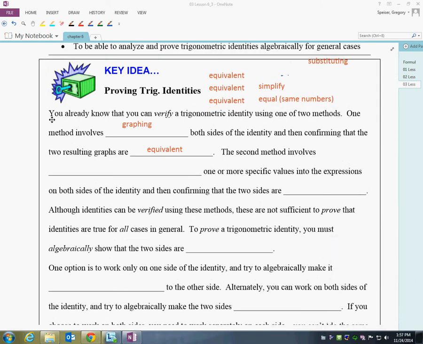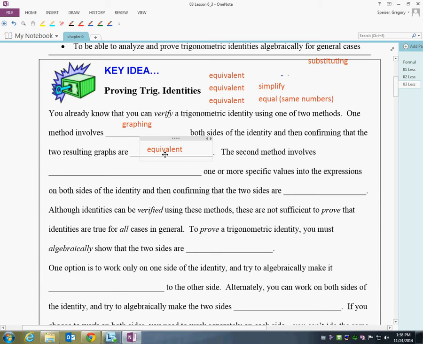Let's read along here. It says, you already know that you can verify a trig identity using one of 2 methods. And to verify isn't to prove. To verify is to sort of prove for one case. One method involves graphing both sides of the identity and then confirming that the 2 graphs are equivalent.